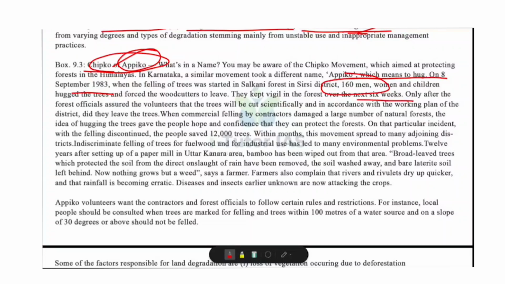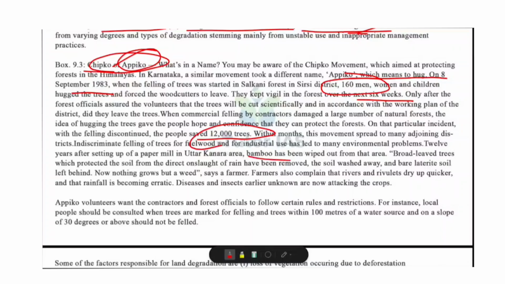Okay, and only left when forest officials promised that the trees would be cut scientifically and according to the forest plan. The brave act saved almost 12,000 trees and inspired similar movements in adjoining districts. Why was this necessary? Indiscriminate felling for fuel wood and industrial use has caused serious environmental problems.